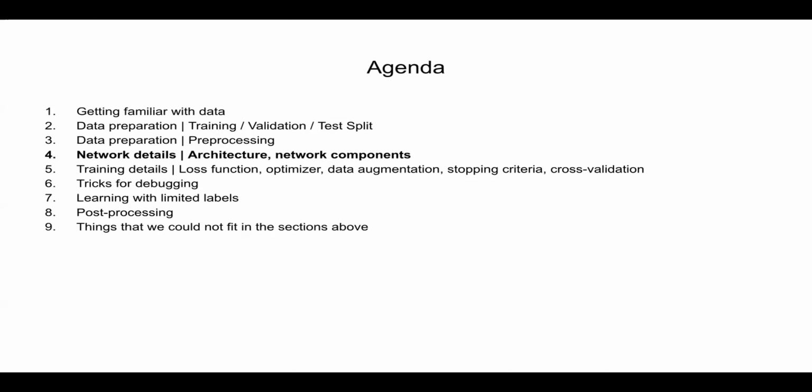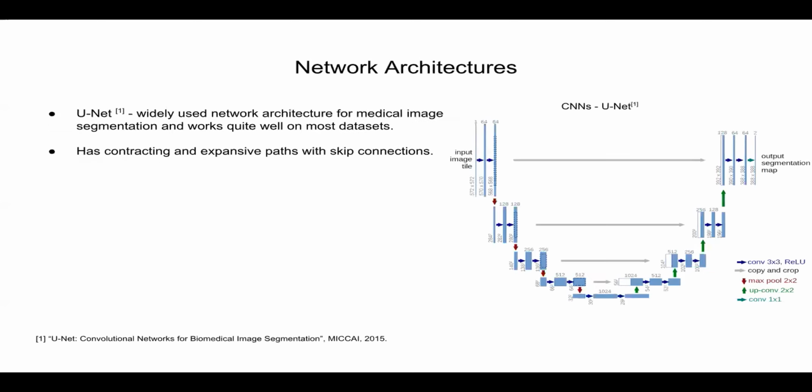So next we will continue with the network details. UNet is the most widely used network architecture for medical image segmentation. You can have both 2D and 3D UNets, and what we have observed is they work quite well on most data sets. As you can see, they have contracting and expansive paths, and these skip connections play an important role in getting good performance.